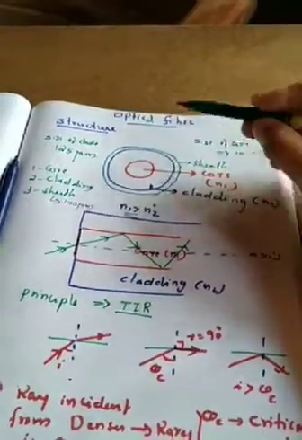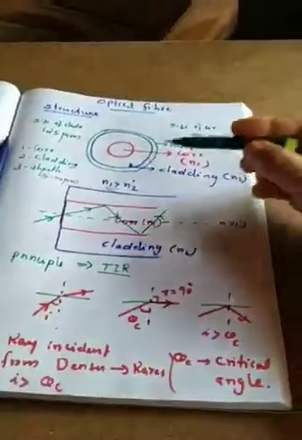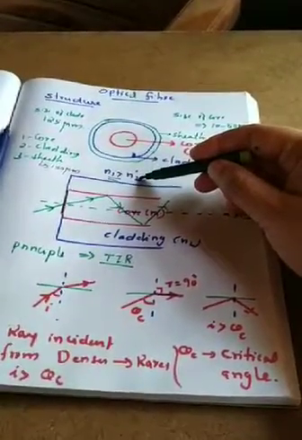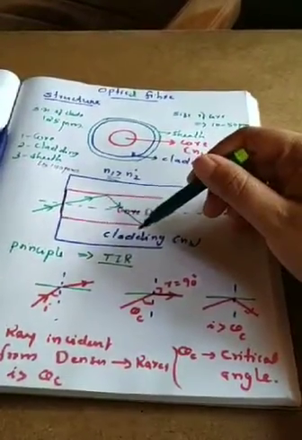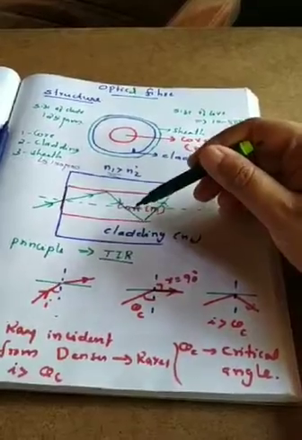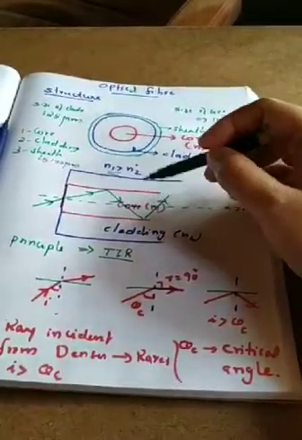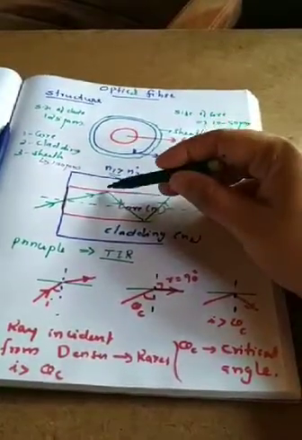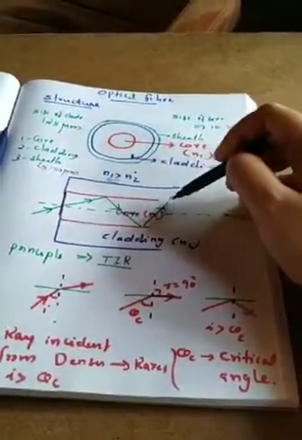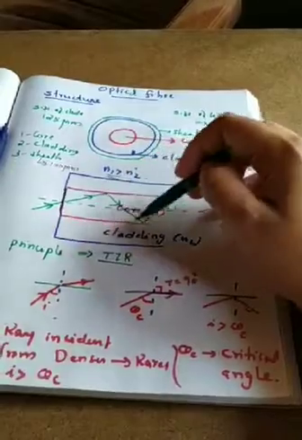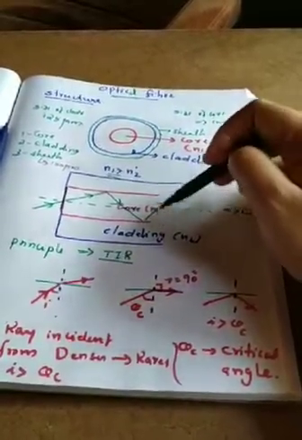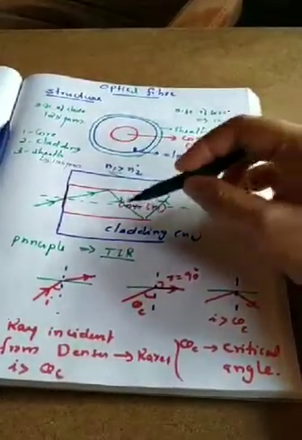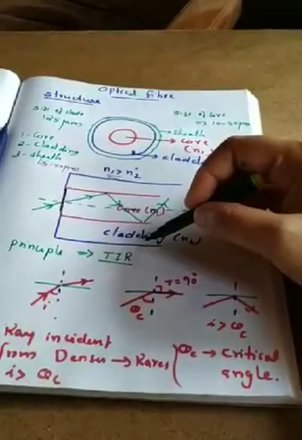Then the second part is the cladding. We know cladding has the lower refractive index. Therefore, the purpose of cladding is to keep the light within the core itself. Because the refractive index of the cladding is low, total internal reflection takes place and the light stays inside the core without going into the cladding. The reason for keeping it inside the core is the lower refractive index of the cladding.